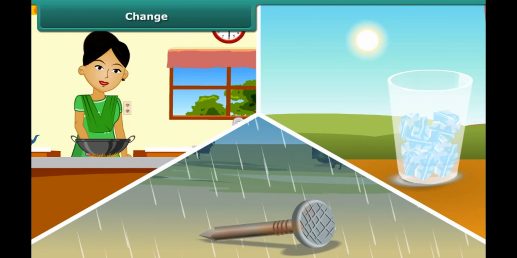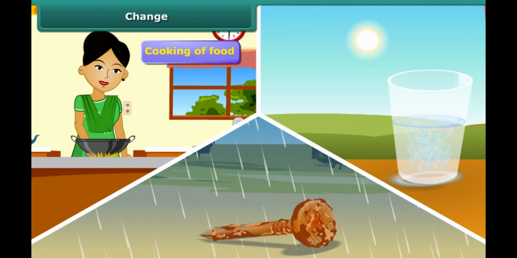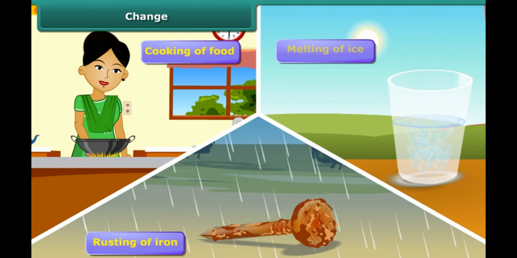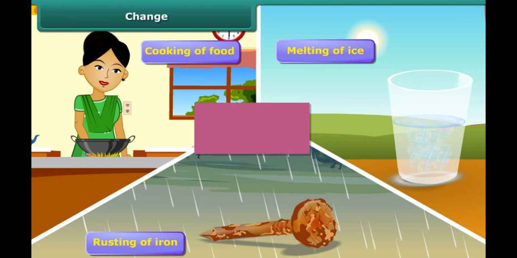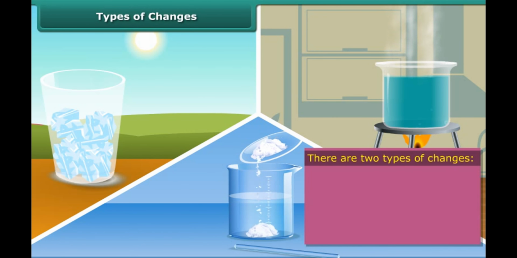Some examples of changes in our daily life are cooking of food, rusting of iron, melting of ice. Change is a process in which the properties like state, color, shape, size, chemical composition and structure of a substance is altered. Types of changes.